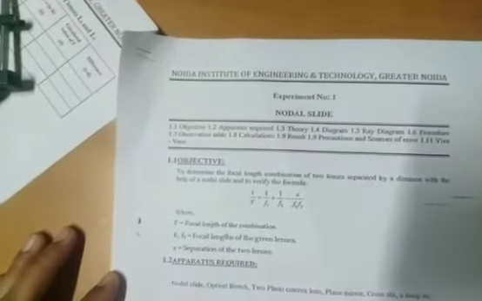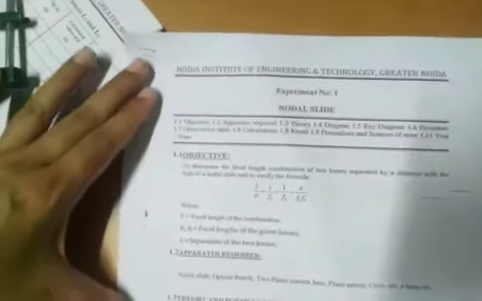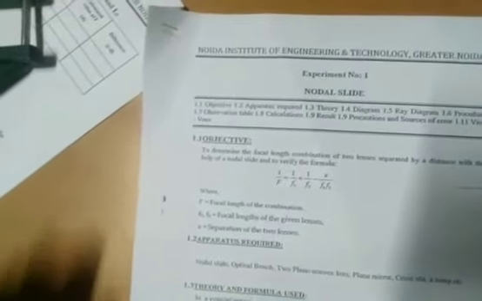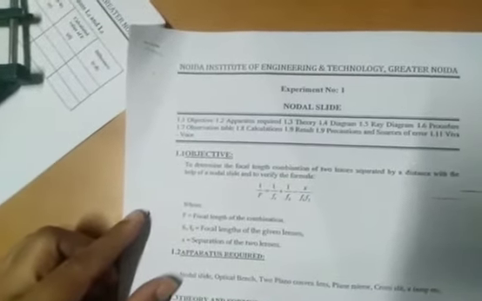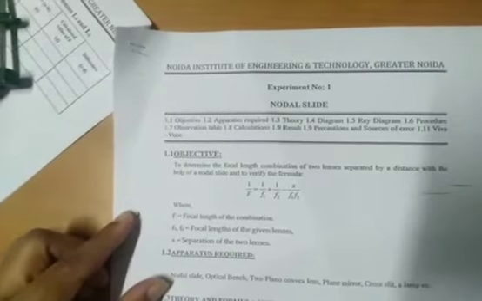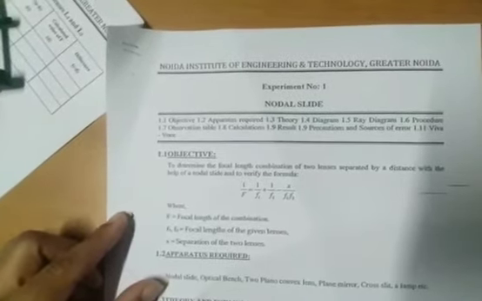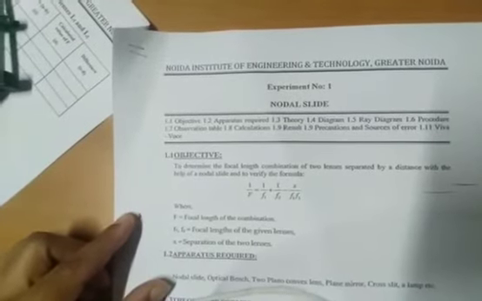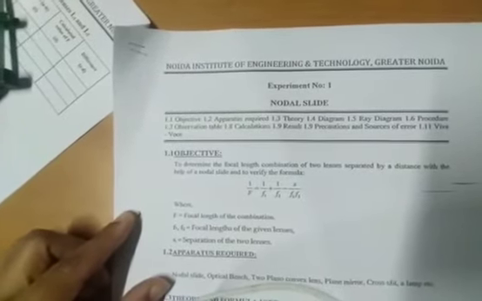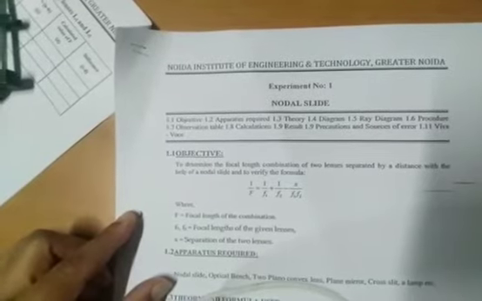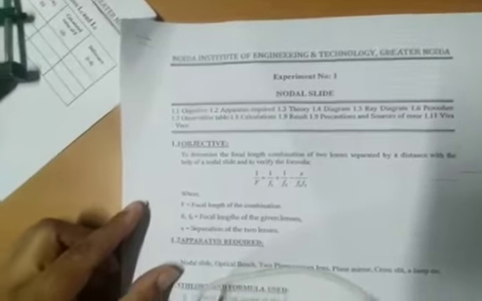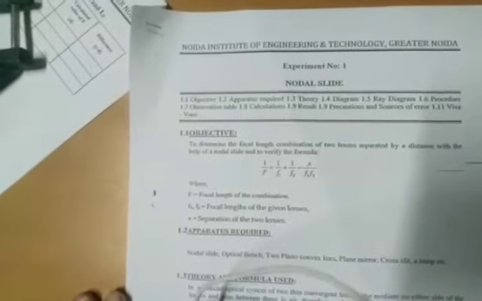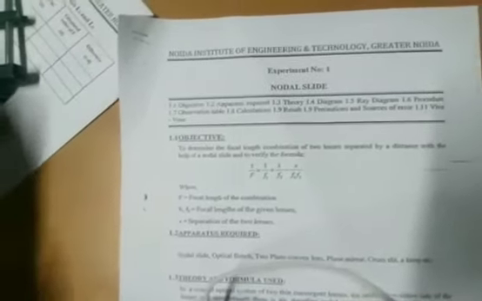Today we are performing an experiment, that is the nodal slide experiment. The objective of the nodal slide experiment is to determine the focal length of a combination of two lenses separated by a distance with the help of a nodal slide, and to verify the formula 1 upon f equal to 1 upon f1 plus 1 upon f2 minus x upon f1 f2, where f is the focal length of the combination, and f1 and f2 are the focal lengths of the given lenses.